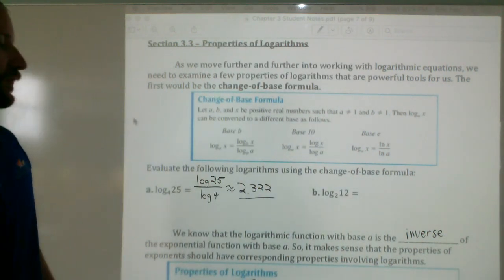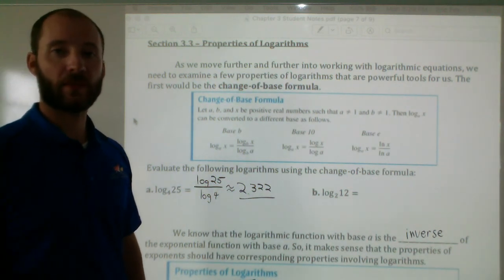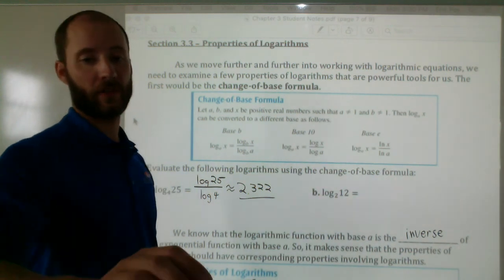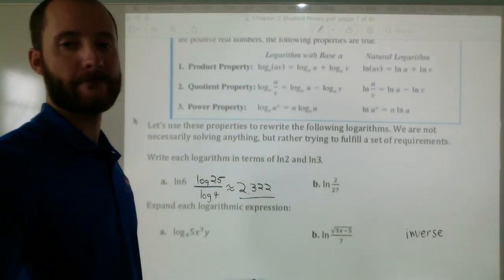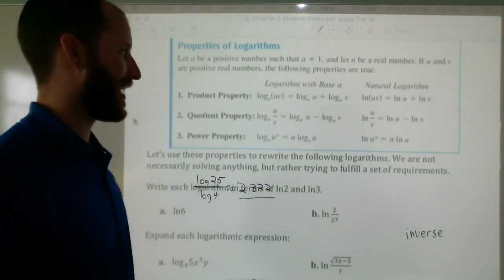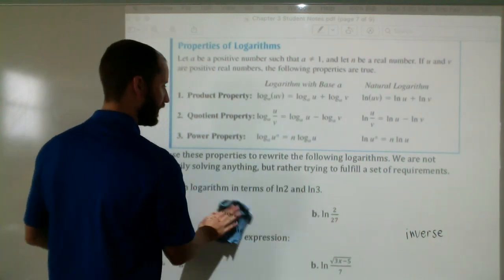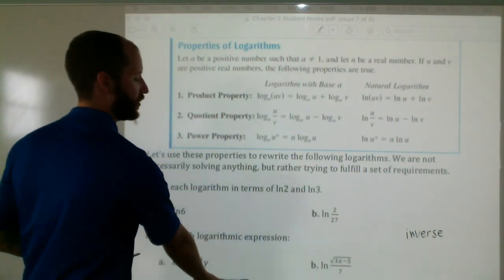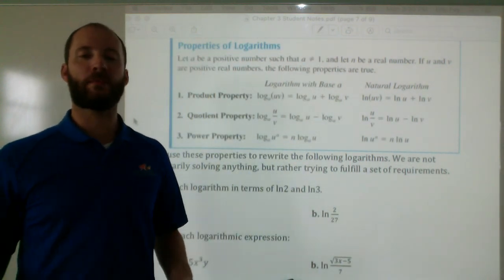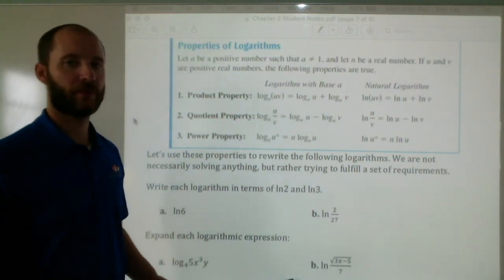Now we know the logarithmic function with base a is the inverse of the exponential function with base a. So it makes sense that some of the properties with exponents also apply to logarithms. These are expansion and condensing formulas. They don't actually help us in solving anything. They help us in rewriting a problem, and the rewrite is then easier to solve.